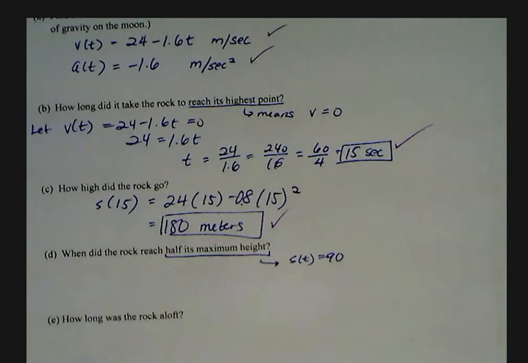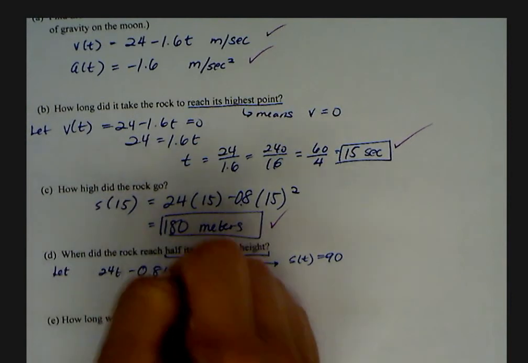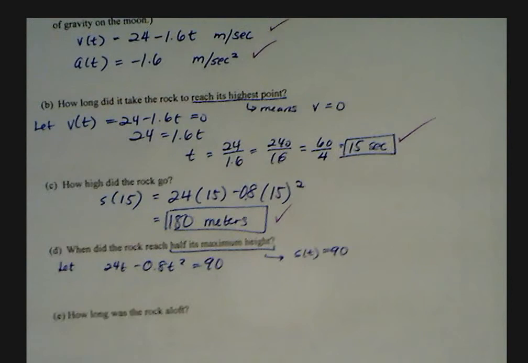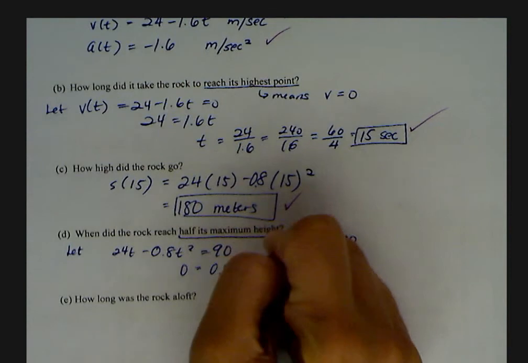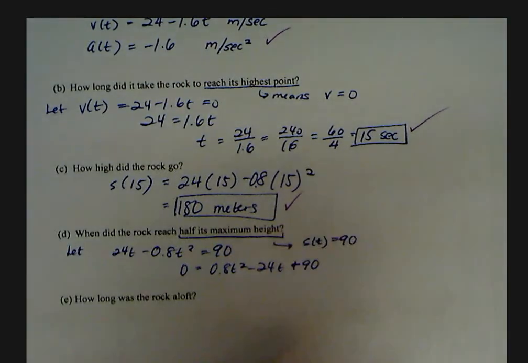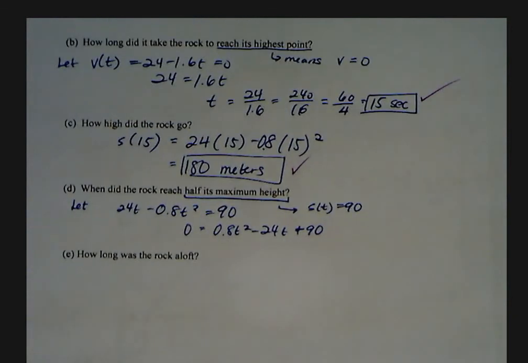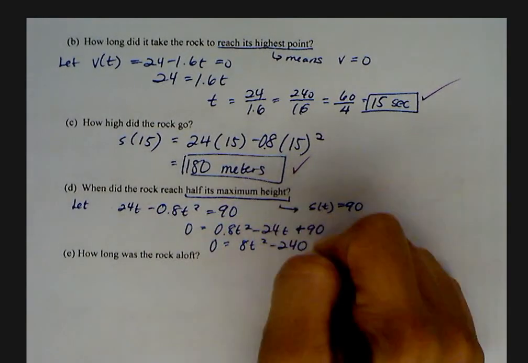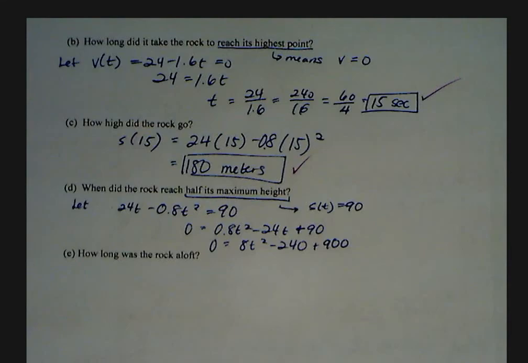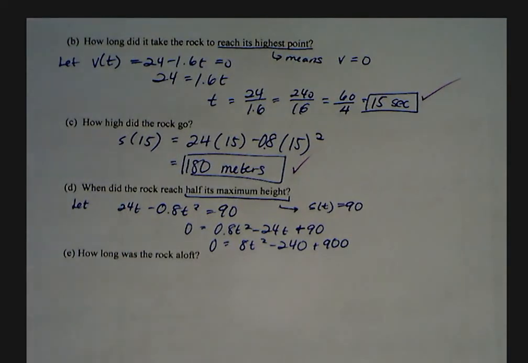Okay, let's try that. So we want to know when 24t minus 0.8t squared equals 90. So we can say that's when 0.8t squared minus 24t plus 90 equals 0. You can use your calculator, you can use the quadratic formula, you can multiply the whole thing by 10. So it's 8t squared minus 240t plus 900. No, because I moved it to the other side. And let's use the quadratic formula.